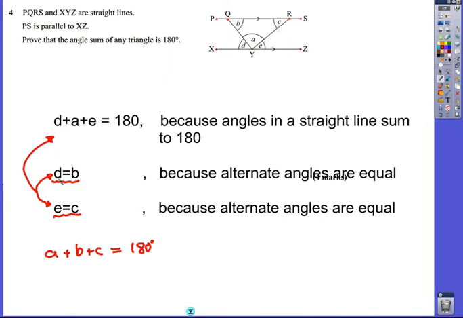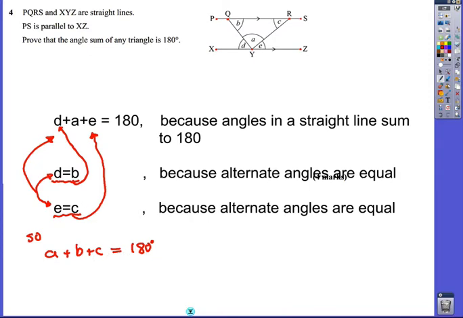So, if we've got D, which is equal to B, we can substitute it into there. And because we've got E, E is equal to C, we can substitute it into there, and it'll give us 180 degrees. And that's the proof. So A plus B plus C is equal to 180 degrees. E will go into here instead to give us this C. D will be substituted as B. So we got B plus A plus C, which is the same as A plus B plus C.